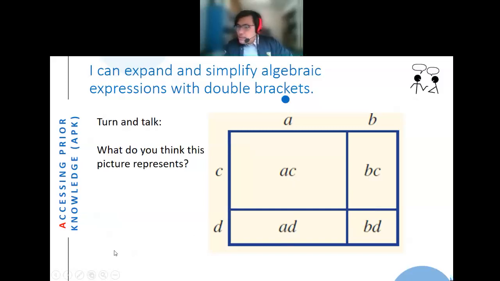So have a think about what happens. What do we get when we multiply A and C? So A and C, you can see here, are the length and the width of this rectangle here. Then you've got B and C, also the length and the width of this rectangle, and so on for these two as well. Okay, so we're going to move on.